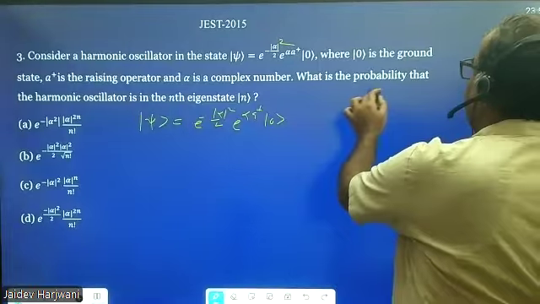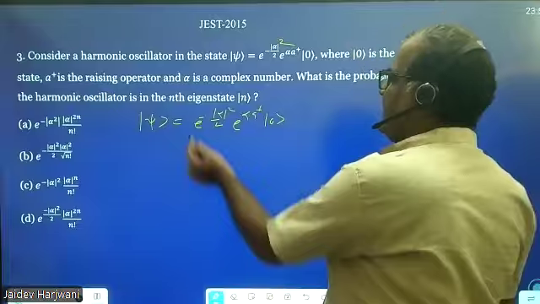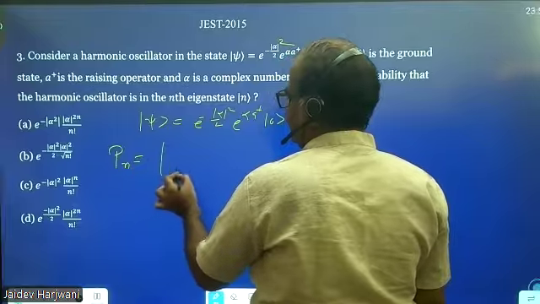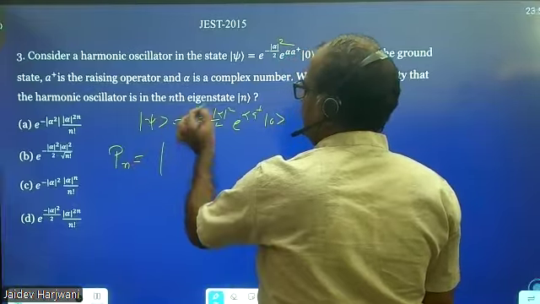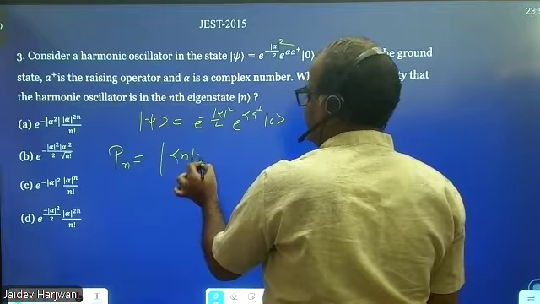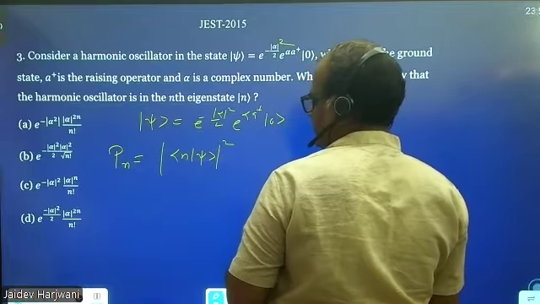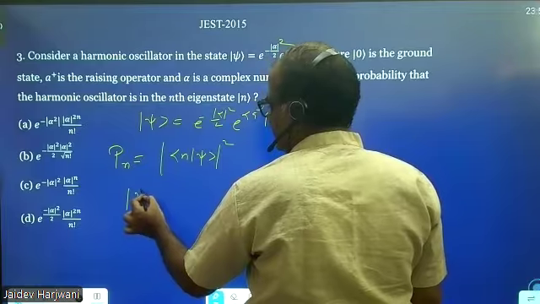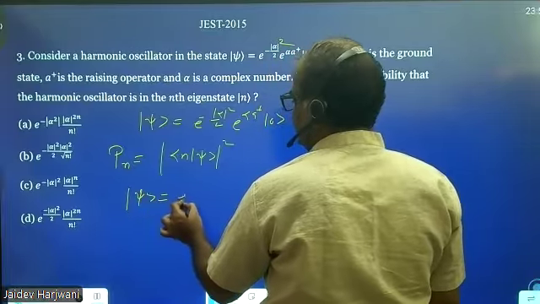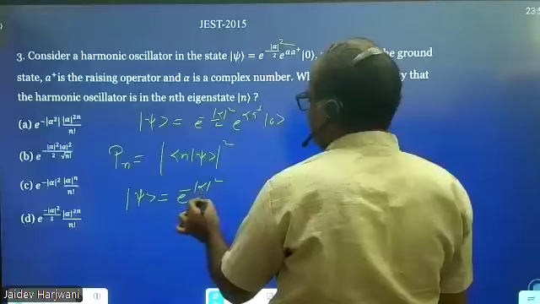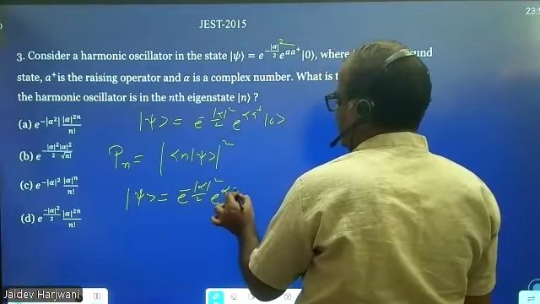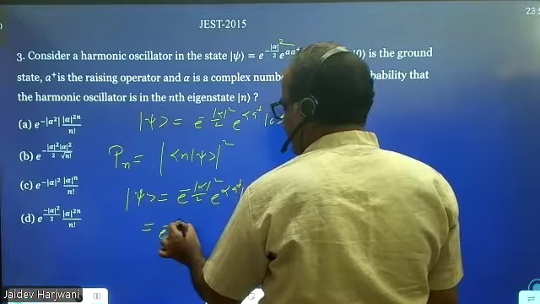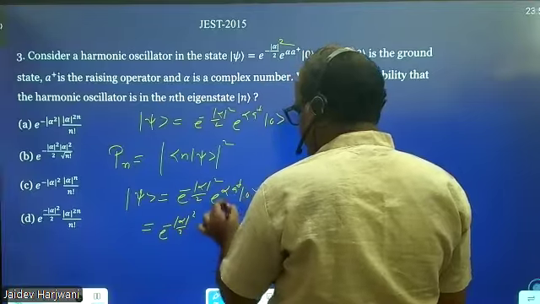Now they ask: what is the probability that the harmonic oscillator is in the nth eigenstate? So basically we have to calculate P, the probability of the harmonic oscillator being in the nth eigenstate, that is |<n|psi>|^2. We need to calculate this. The state psi is already given as e^(-|alpha|^2/2) e^(alpha a†)|0>.